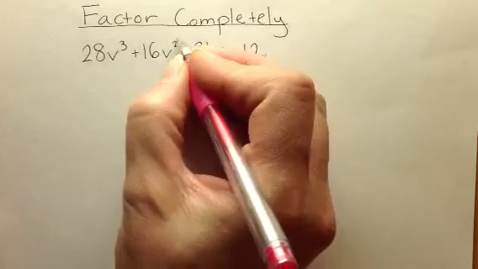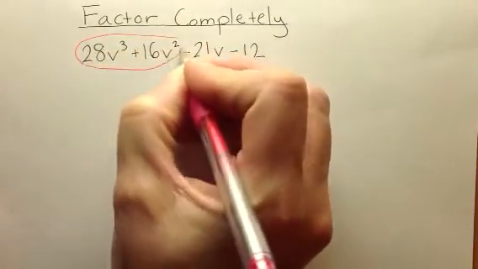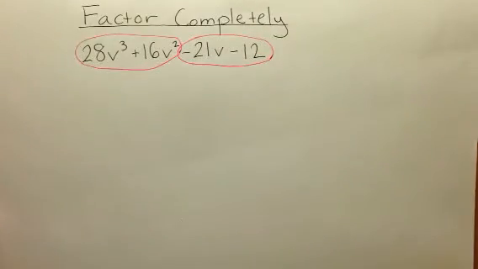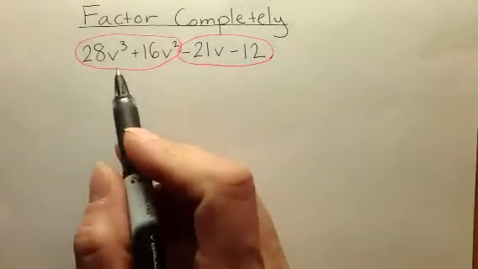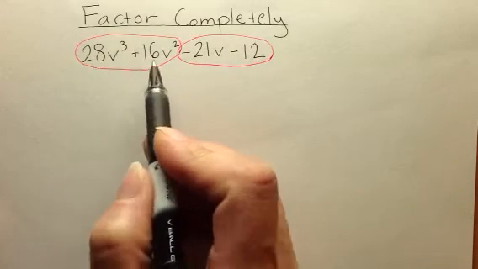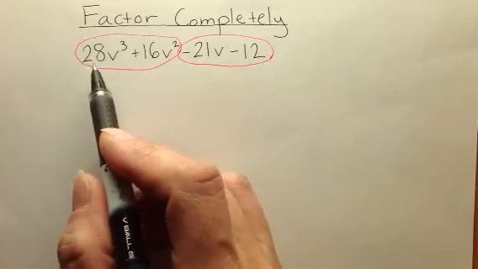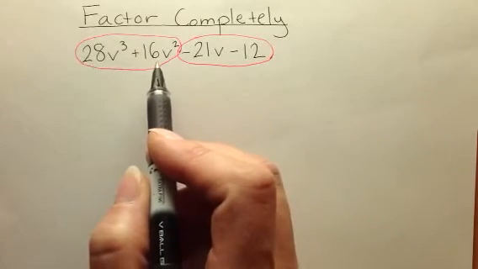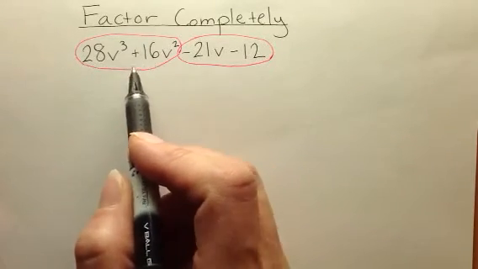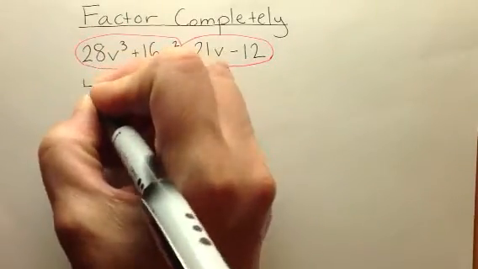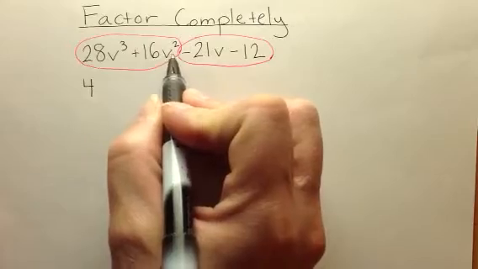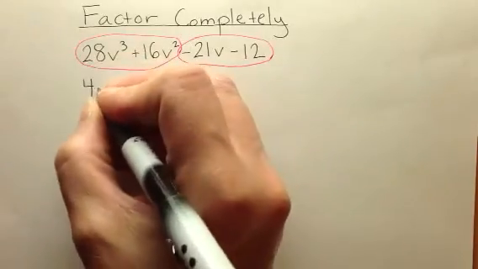I'm going to group my first 2 terms together. I'm going to group my third and fourth terms together. Okay, so I'm looking at what I can factor out of these 2 terms right here. 4, let's see, 4, 8, no, 4 will be the biggest number I can use. And then I have v's in both. The smallest amount here is 2, so I can take out that many.